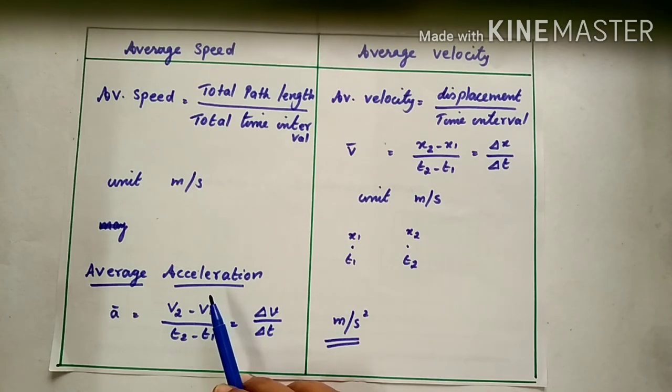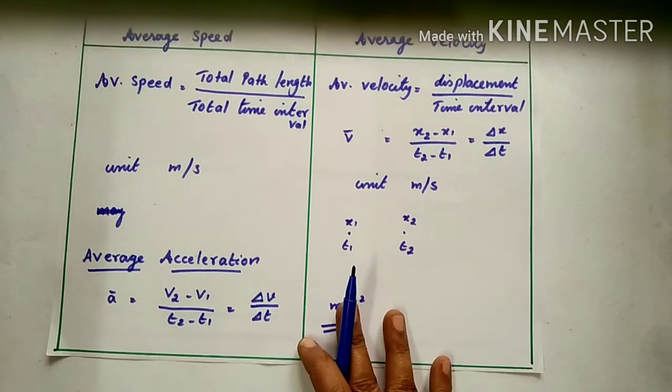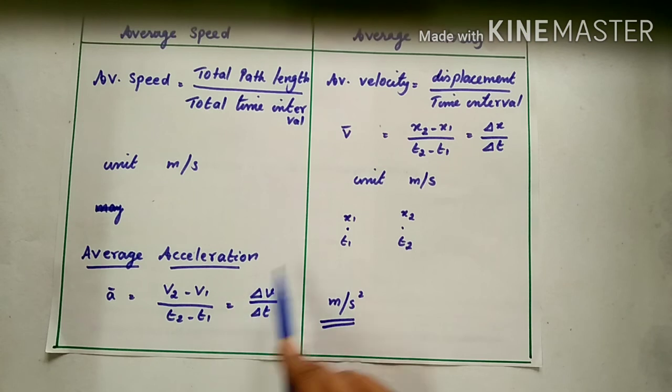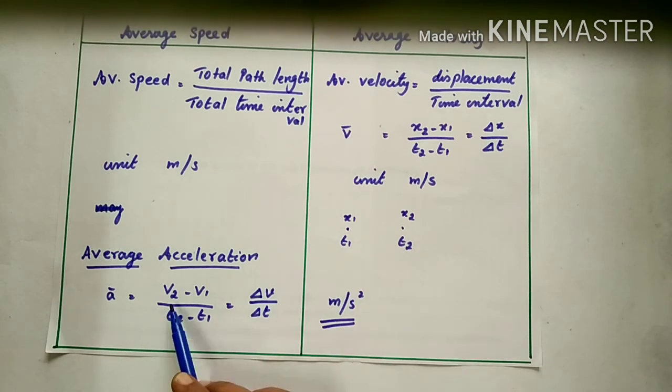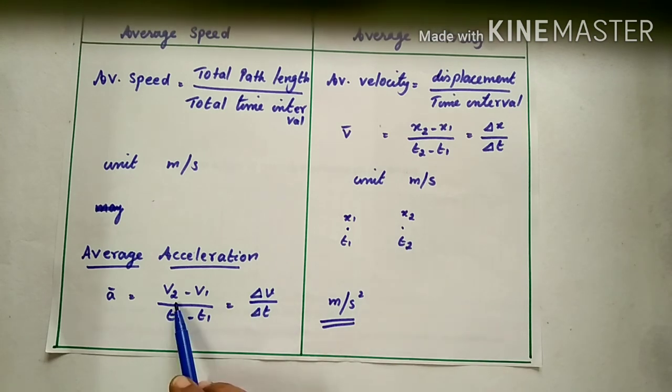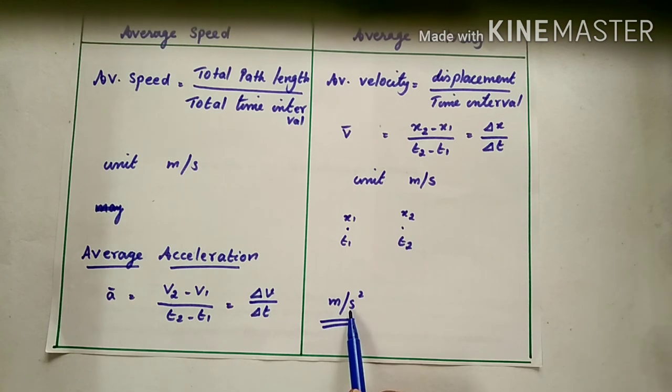Another important term in this chapter is average acceleration. Average acceleration is denoted by the letter a bar. It is equal to the change in velocity divided by time interval. Change in velocity is v2 minus v1, where v1 is the initial velocity at time t1 seconds and v2 is the final velocity at time t2 seconds. So we can write v2 minus v1 divided by t2 minus t1, that is equal to delta v by delta t, change in velocity by change in time. Its unit is meter per second square.